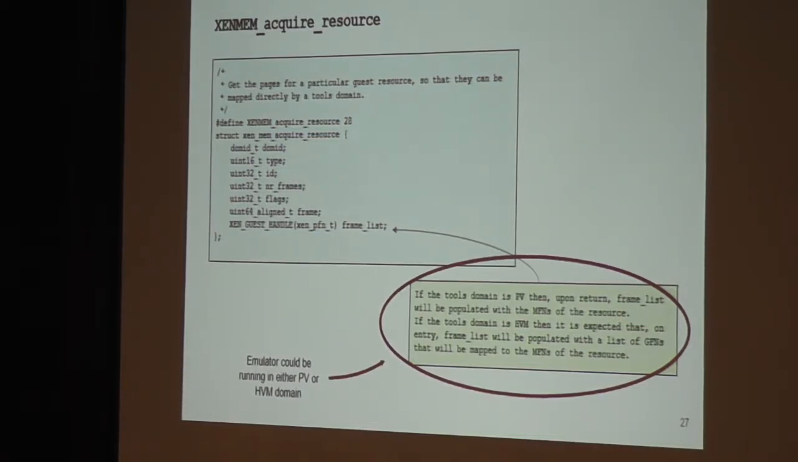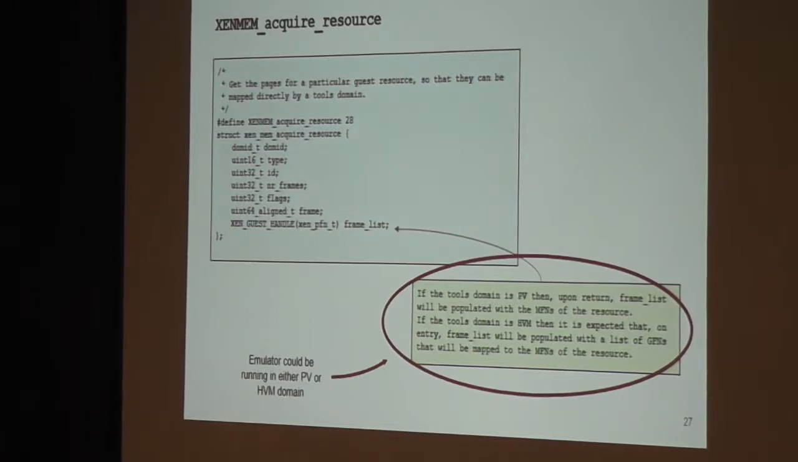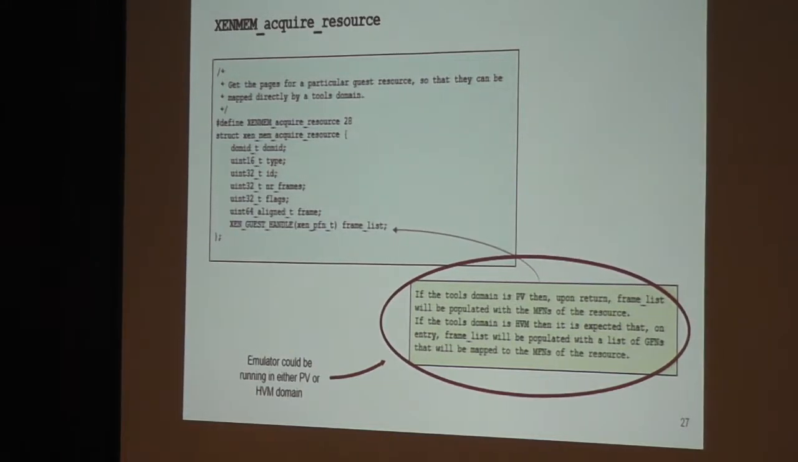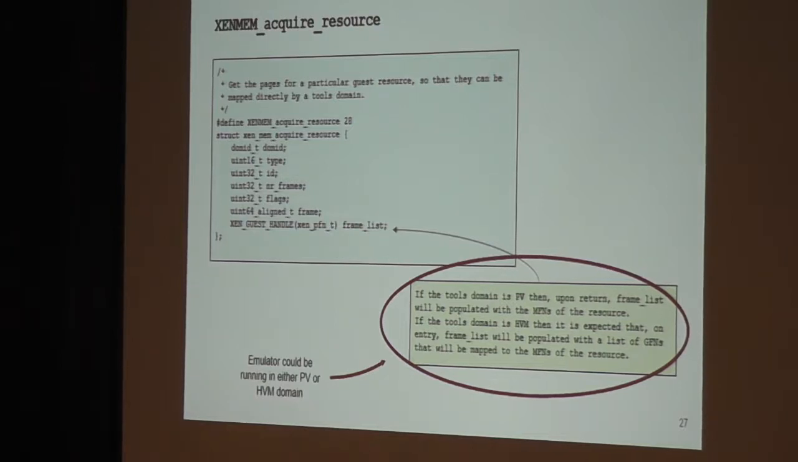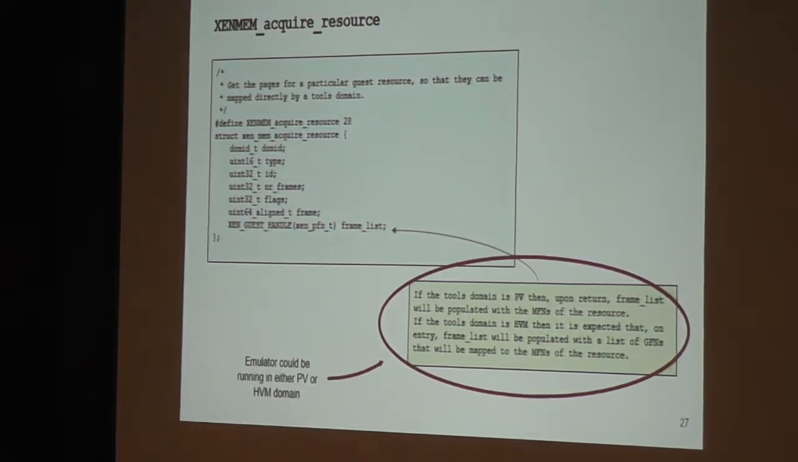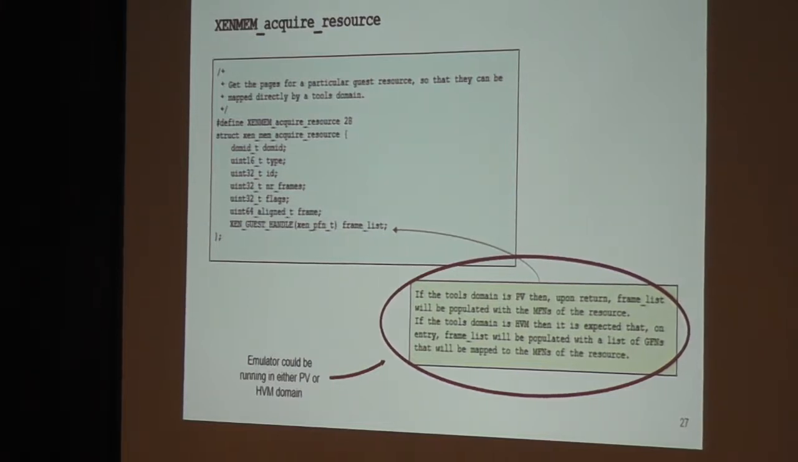The next thing of interest is the frame list itself. Now, if your tools domain is PV, or if your tools domain is HVM, this actually plays two different roles. If your tools domain is PV, then you make the hypercall, and Xen will fill in that list with a set of MFNs which you then map into your PV tools domain. However, if your tools domain is HVM, then you need to nominate a set of guest frame numbers, you pass those in, and Xen will then fill in those frame numbers in your P2M with the appropriate pages that you can then map.